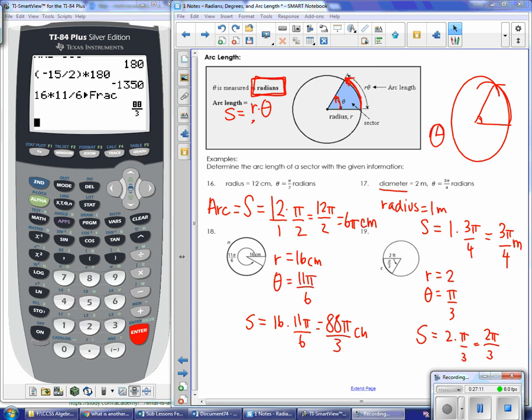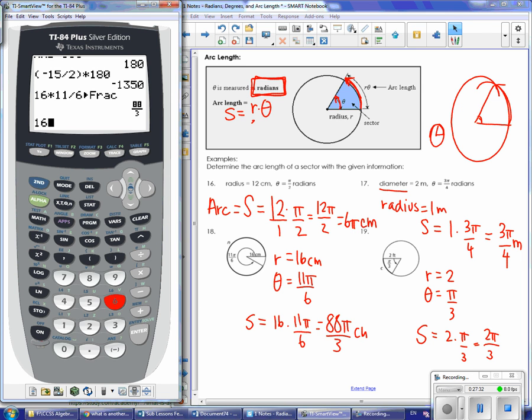Okay, so with these last two problems, in number 18, our radius is 16 centimeters, and our radians are 11 pi over 6. When you multiply, you're multiplying a whole number times a fraction. And on your calculator, you can do this math without putting in pi. It's just going to be 16 times the fraction, 11 over 6. And then you can just use that conversion to fractions command on your calculator, and that gives you 88 thirds. So that'll be 88 pi over 3, and then again, that's in centimeters.